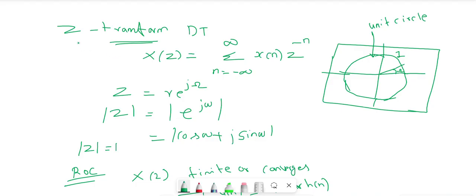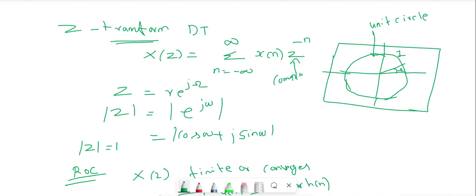We use the Z transformation, which can be defined by X of z equal to the summation from minus infinity to plus infinity of x of n into z power minus n. z is a complex quantity, which is equal to r e power j omega. The magnitude of z equal to 1 is represented as a unit circle, and the angle is omega.